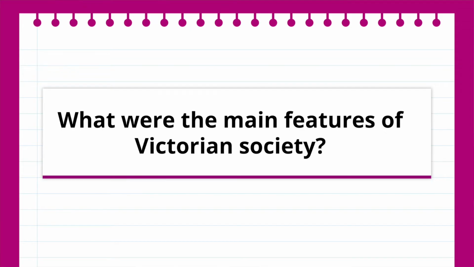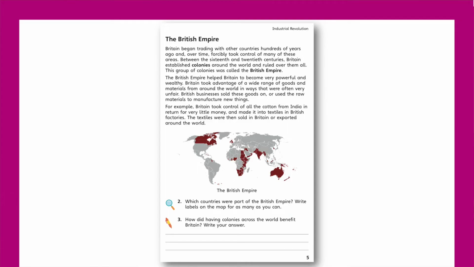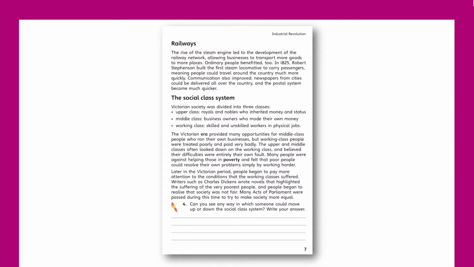The first lesson asks, what were the main features of Victorian society? Pupils will learn about the British Empire, as well as the social class system during the reign of Queen Victoria. They'll also discover inventions such as the steam engine, which helped to drive the Industrial Revolution.